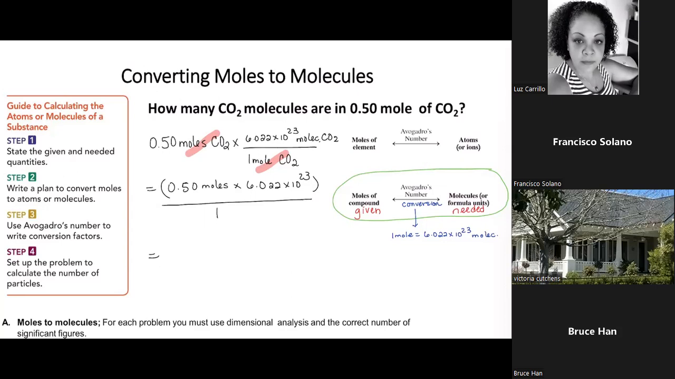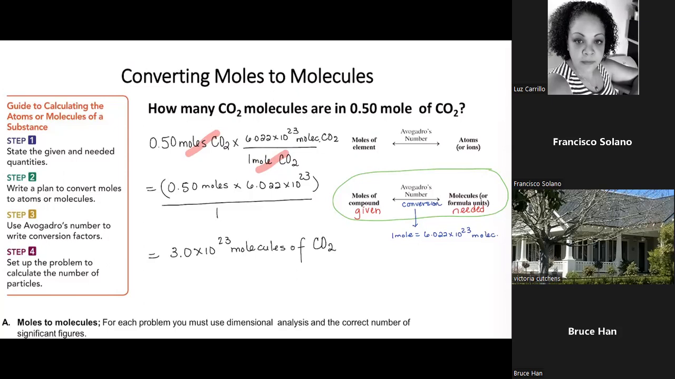Excellent, that's what I got also. So now we need to round that answer to two sig figs. What that means is that the coefficient, the values before the times 10 to the 23rd, need to be rounded to two sig figs. So the answer for this will say 3.0 times 10 to the 23rd molecules of CO2 are present in 0.50 moles of CO2, okay?